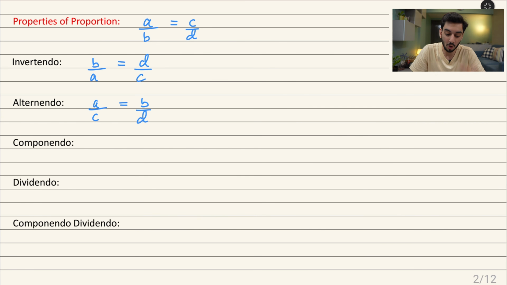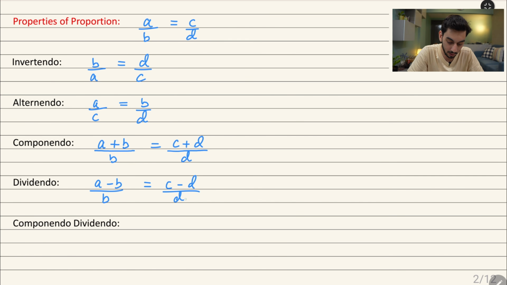Now what is componendo? Componendo says just add the numerator and denominator. So A plus B upon B, that will be equal to C plus D upon D. Okay, this thing is true. Like if A upon B is equal to C upon D, then A plus B upon B should be equal to C plus D upon D. That is known as componendo. The next thing is dividendo. Same exact thing, just a minus sign in between them. So A minus B upon B would be equal to C minus D upon D. Okay, so that is componendo and dividendo.